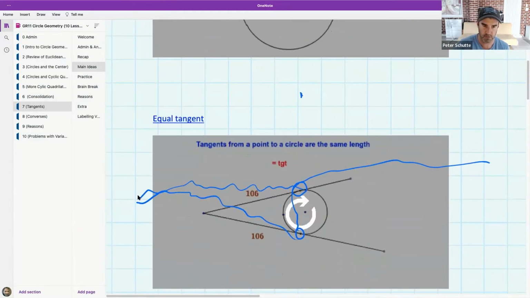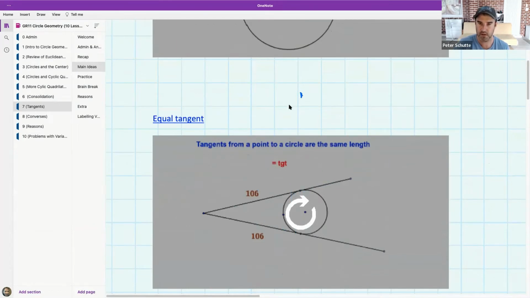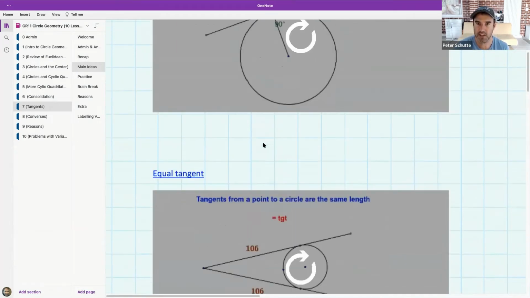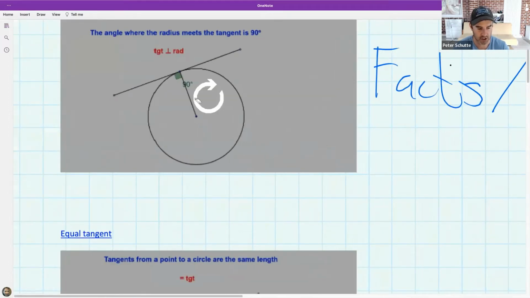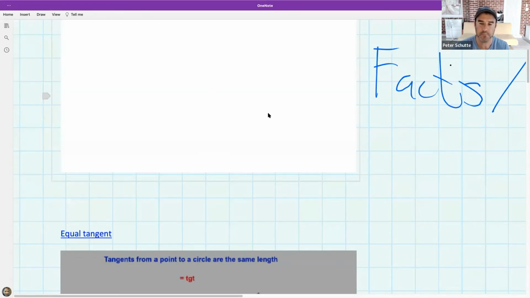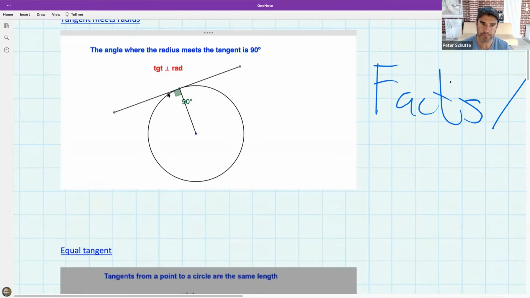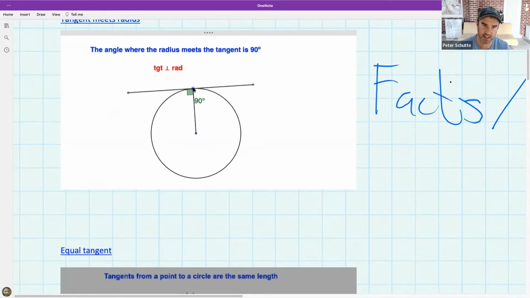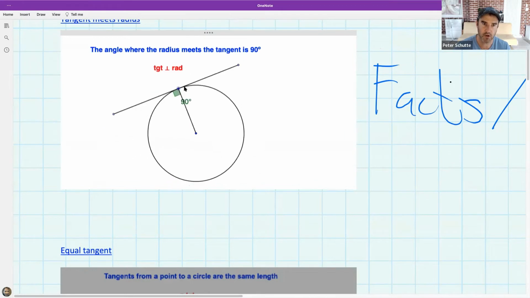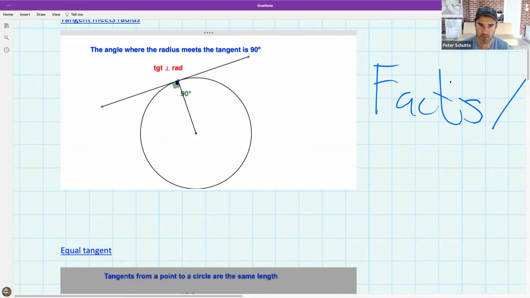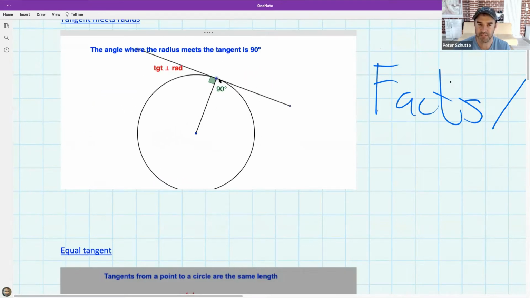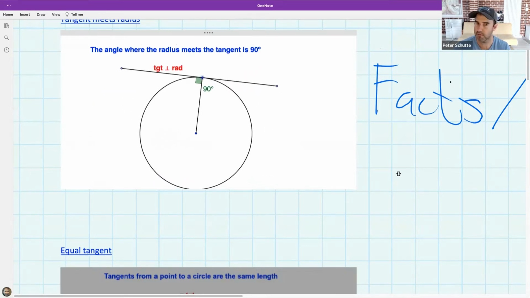If I can get rid of this. There we go. Let's just have a look at these ideas, because these are going to be the foundation. This is all we're going to do today, work with these tangent theorems, or facts, like I like to call them. So if I take this tangent and I drag it around the circle, notice how it's always at 90 degrees to the radius. And so we're going to use that fact to help us solve problems.